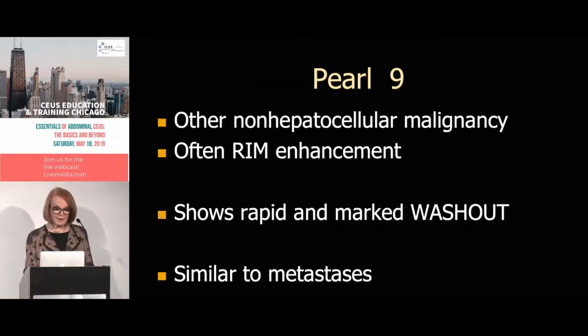Now, pearl number 9: other non-hepatocellular malignancy often shows rim enhancement, but the most important thing that it shows is rapid and marked washout. And so this is similar to metastatic disease. So you have to remember that if you have multiple metastases, they're very easy. However, if you have a solitary metastasis, it's often not distinguishable on many imaging techniques from other non-hepatocellular malignancies. So they behave the same.